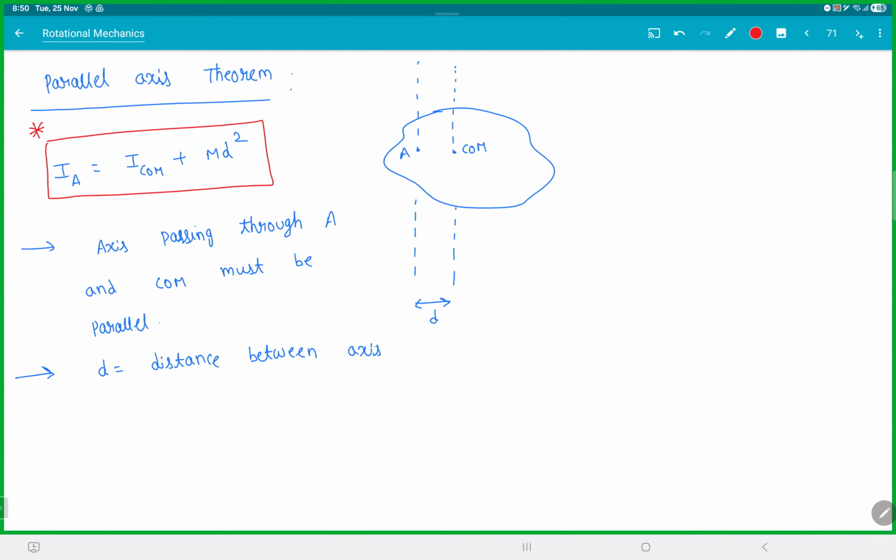So if you have two parallel axes and one of them is passing through the center of mass, then the moment of inertia about A will be I_COM plus md square, where d is the distance between them. So this will work only for parallel axes, right? You cannot take A like this and the center of mass's axis at some other angle. Then you can't use this. You have to make sure that the axes are parallel. Now in this, there are a few things they can ask you.